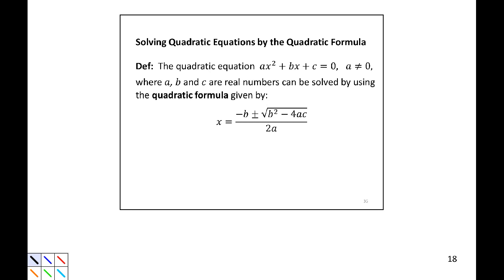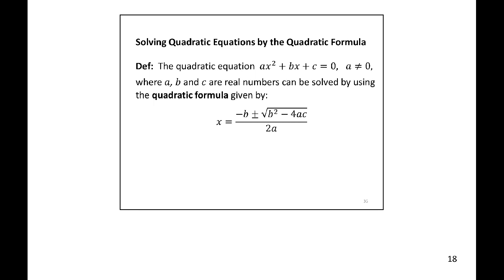The quadratic equation ax squared plus bx plus c equals 0 for a not equal 0. So we actually have to have a quadratic, an x squared term. A cannot be 0. Where a, b, and c are real numbers, it can be solved by using the quadratic formula given by x, our solutions, is equal to negative b plus or minus the square root of b squared minus 4ac, and all of that divided by 2a. Now, there's lots of ways to remember that, but I'm just going to state this here and make sure that we are going to use it properly.